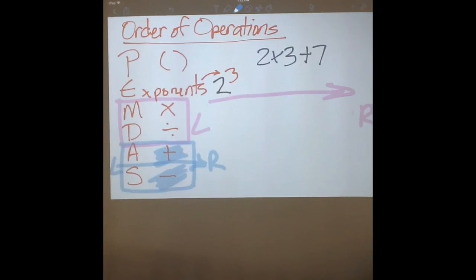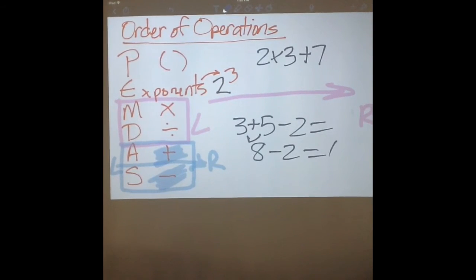Good work. So, if I had 3 plus 5 minus 2. Okay? Go ahead and let's do the problem. 3 plus 5 is? 3 plus 5 is 8. And we're going to take away 2. It will give us 6, right? Okay.